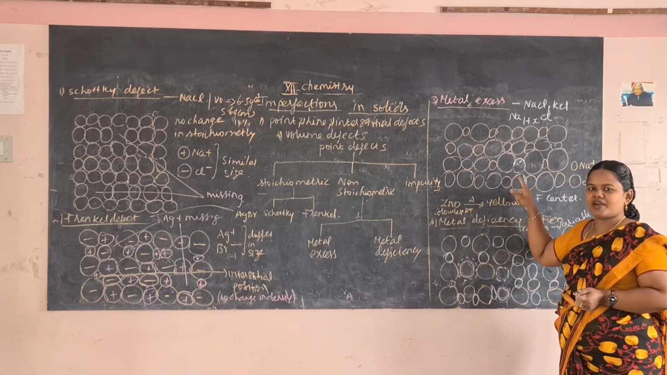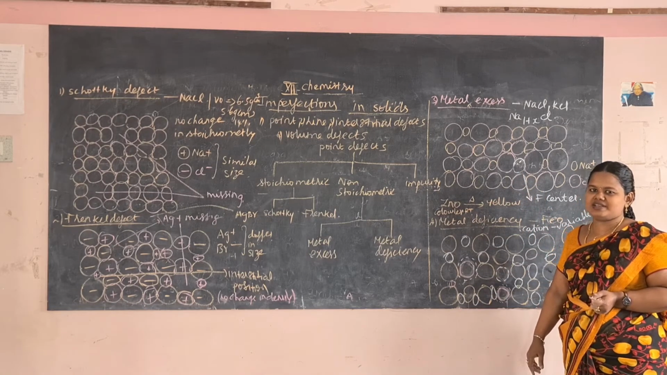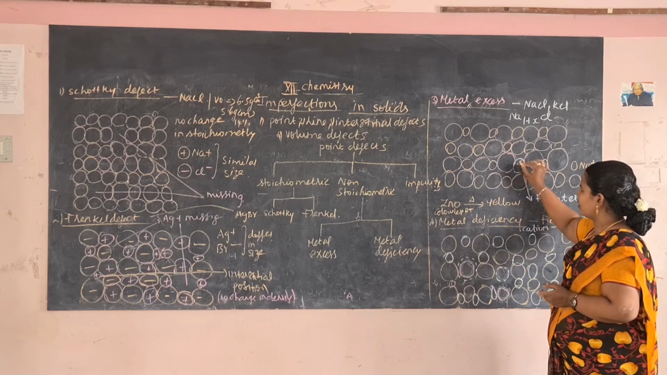So the unshared pair of electron that is available in the crystal, that is known as F centers, or the vacancy that was occupied by the unshared pair of electron.